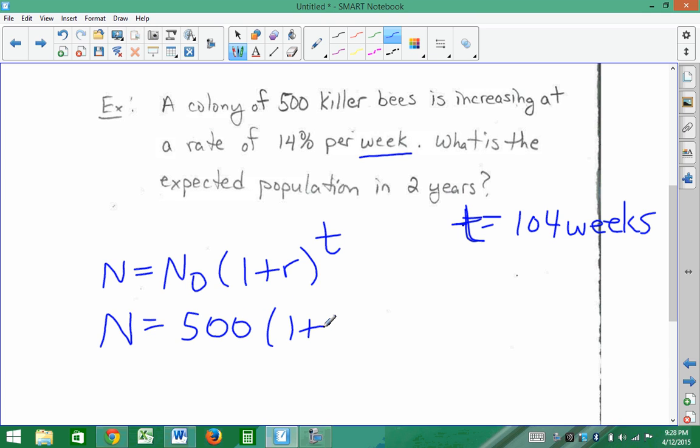1 plus our rate. Now our rate is 14%. We can't put a percent into the problem, so we're going to write that as a decimal, 0.14. And again, you cannot put 2 in for time. Okay, we have to convert that to weeks, so we're going to raise that to 104. Wow, that is going to be a very, very large number.